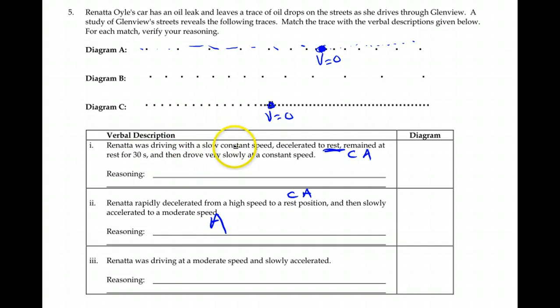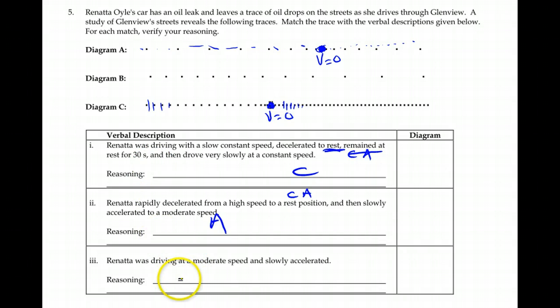Driving with a slow constant speed, they're pretty close together, so that's not very fast. Decelerated to rest, slowed down and stopped, that's where we get the big oil drop. And remained there for a while, and then drove very slowly to constant speed. Now we can say that's very slowly because the pictures are very close together, and they do appear to be constantly or equally spaced. So we're going to call that one C.